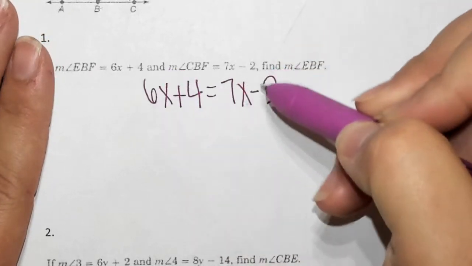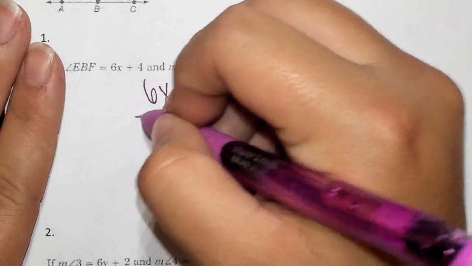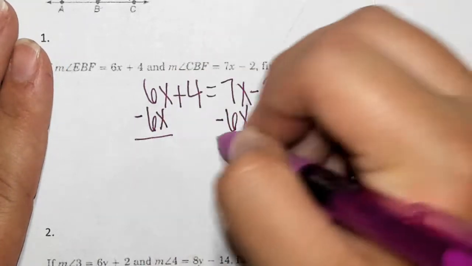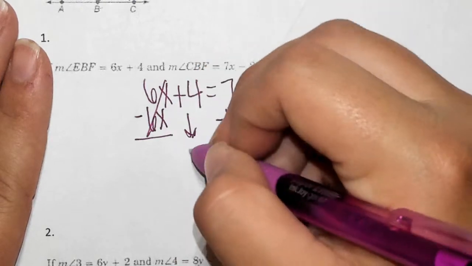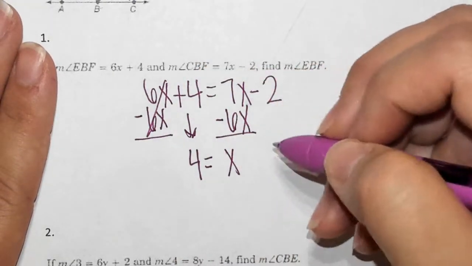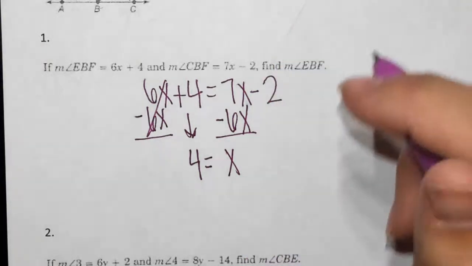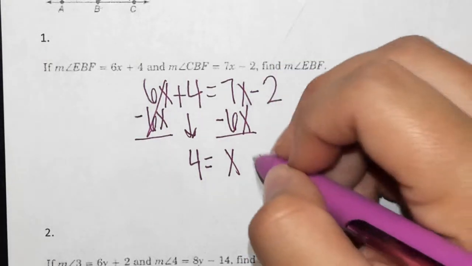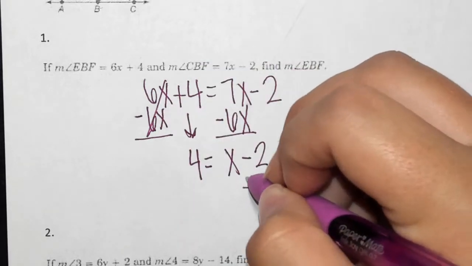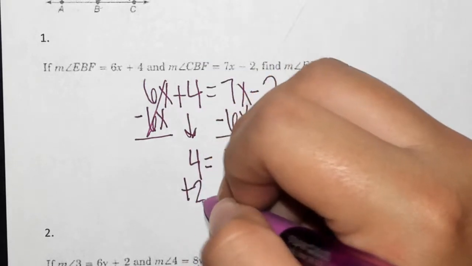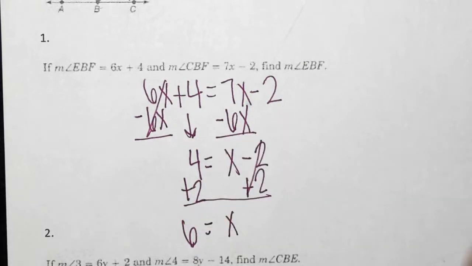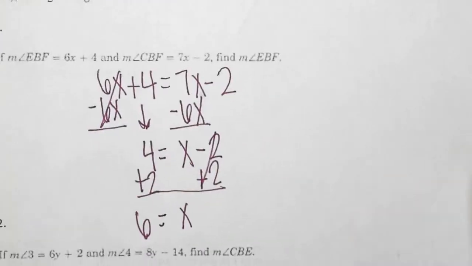How do I get 6 to the other side? Subtract. Bring your 4 down. What's 7 minus 1? 7 minus 6. 1. Bring down your negative 2. How do I get 2 to the other side? Plus 2. So it's x equal to 6. But guess what? Are we done?